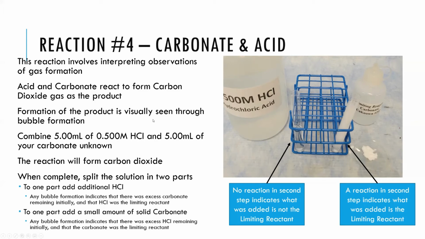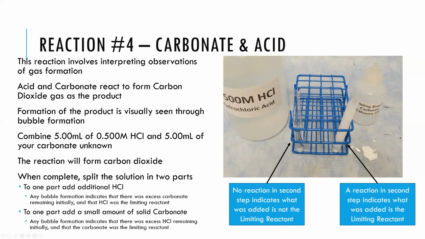And you'll see the formation of the carbon dioxide gas that will bubble through. Then once the reaction is done, and I would suggest mixing it around a little bit with your stirring rod just to make sure that everything is completely reacted, you'll split that into 2 different test tubes. To one test tube, you will add additional hydrochloric acid. And to the other test tube, you will add a very small amount, a little spatula tip full of solid carbonate material, sodium carbonate.